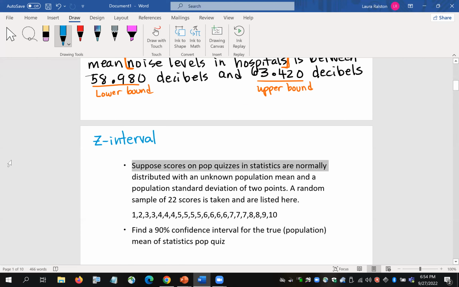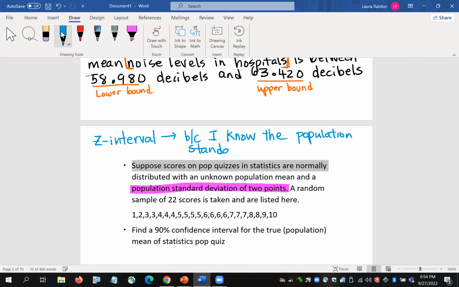Okay. So again, as I'm reading this, one of the things that jumps out at me is that it gives me the population standard deviation. So again, that is my clue that I'm going to do a Z interval because I know the population standard deviation.